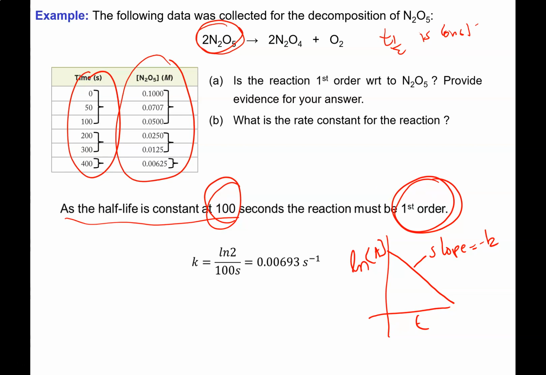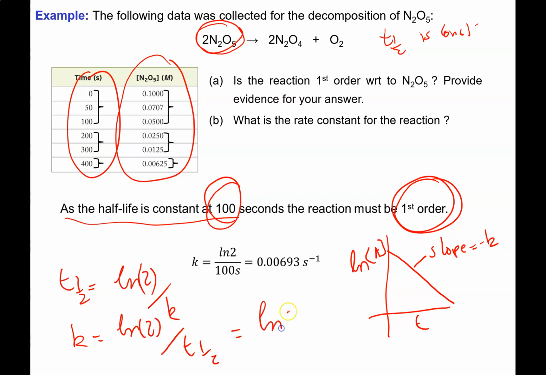How am I then going to solve for what k is, because I don't have my slope now? Well, remember, t1/2 is log 2 on k, and if I reorganize, k is just log 2 on t1/2, and so that's going to be log 2 on 100 seconds. So sometimes if they've given you a nice set of data where the concentration is halving again and again and again, you can avoid doing the plot in order to determine that this is first order. Now, that might not always be the case.